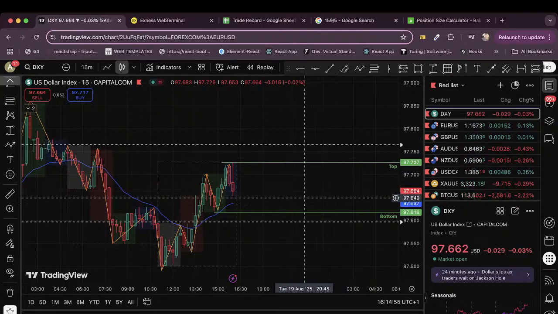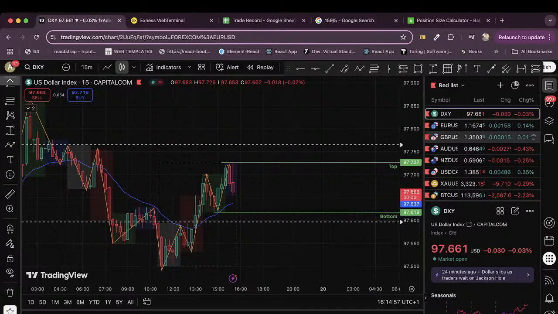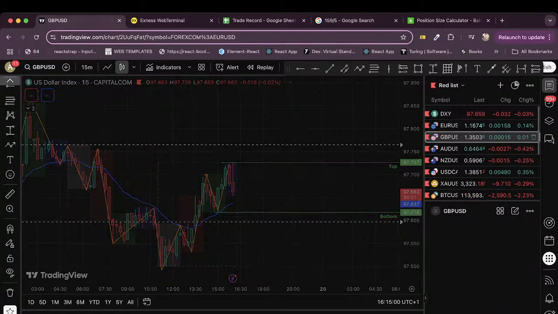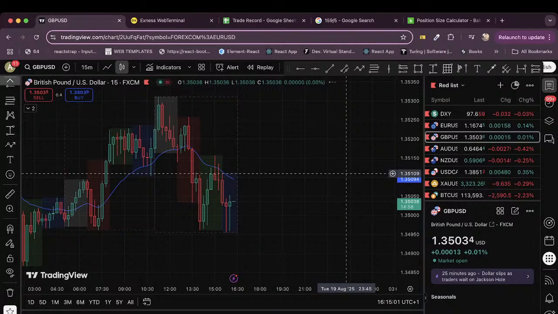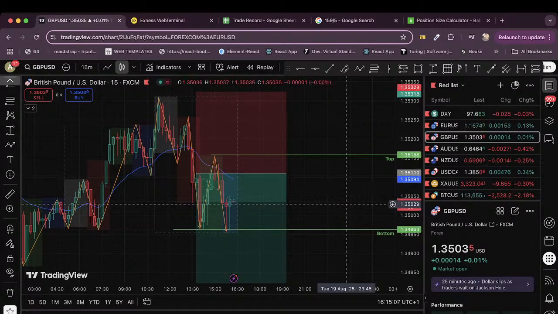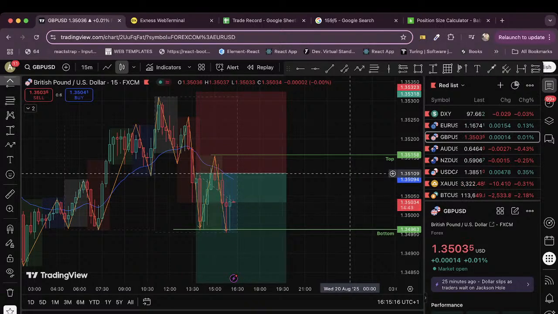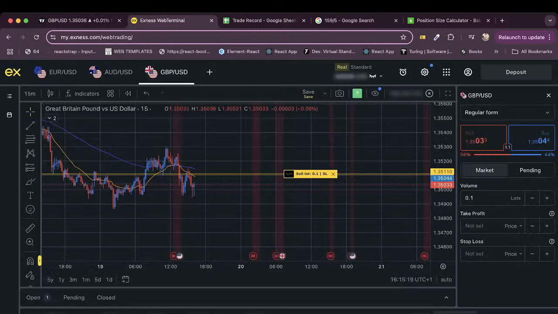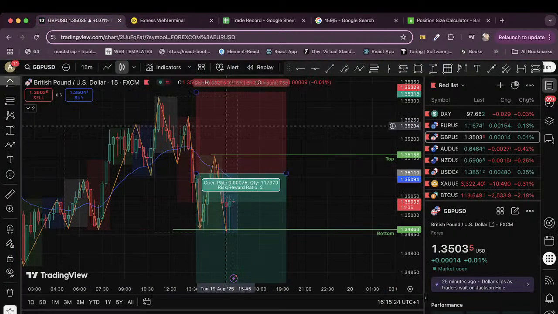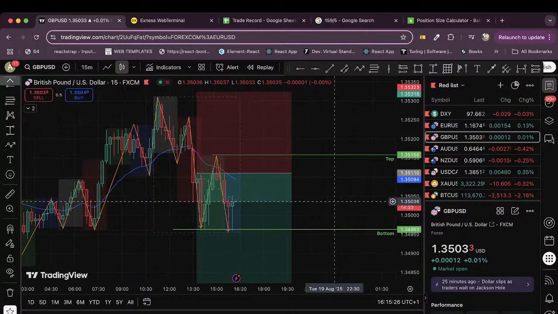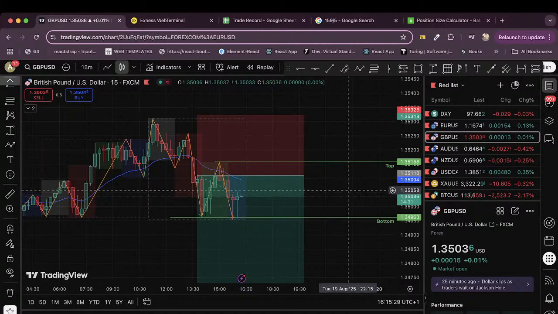Once DXY starts to break that bottom, we'll close our entry on British pound. But the question now is, if we wait for DXY to break that low, there is a high chance that we might end up holding British pound much more than expected.